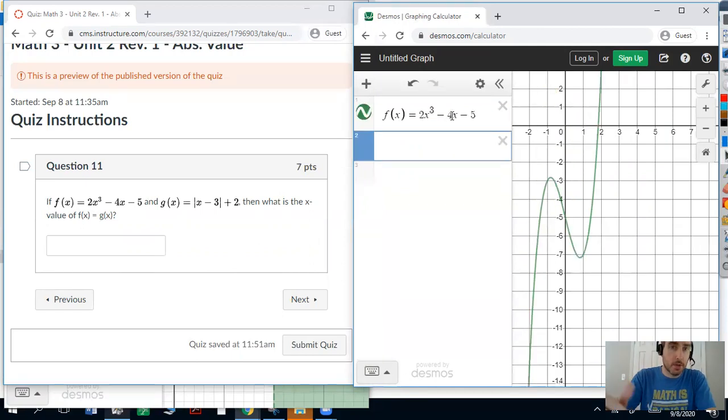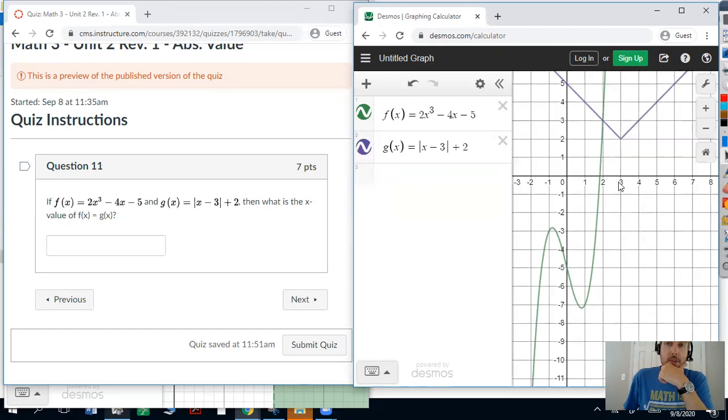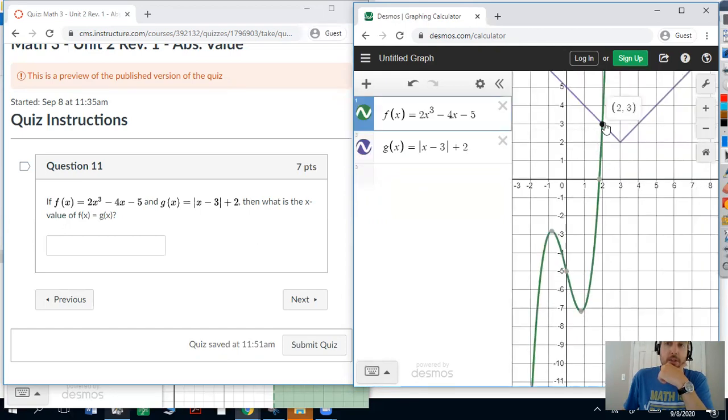I have other videos going more slowly over typing this stuff, so I encourage you to watch those if you're still needing some extra help inputting your stuff into Desmos. But this video is just going over solutions right now. So you put the two graphs in, it says what's the x value where they equal each other? That's their intersection. The answer would be 2, not 3, because that's the x value where they equal each other. So 2.